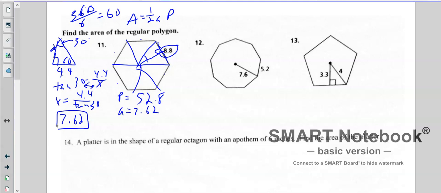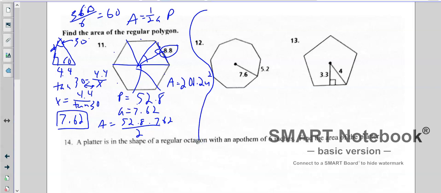All right? And now at this point, we just do 52.8 times 7.62 and divide by 2. And what we get is 201.17, or 201.2. It doesn't matter. It doesn't say where to round, so that's fine. And that's just units squared.